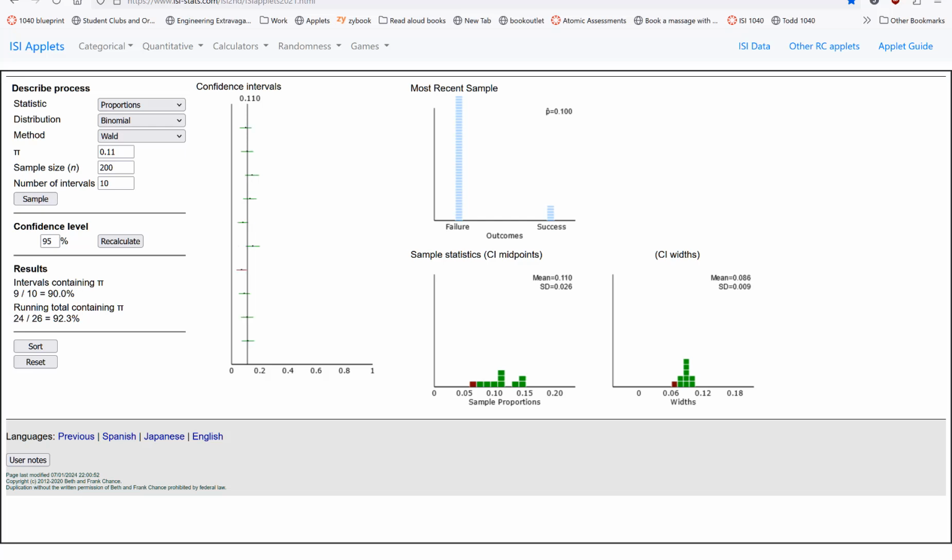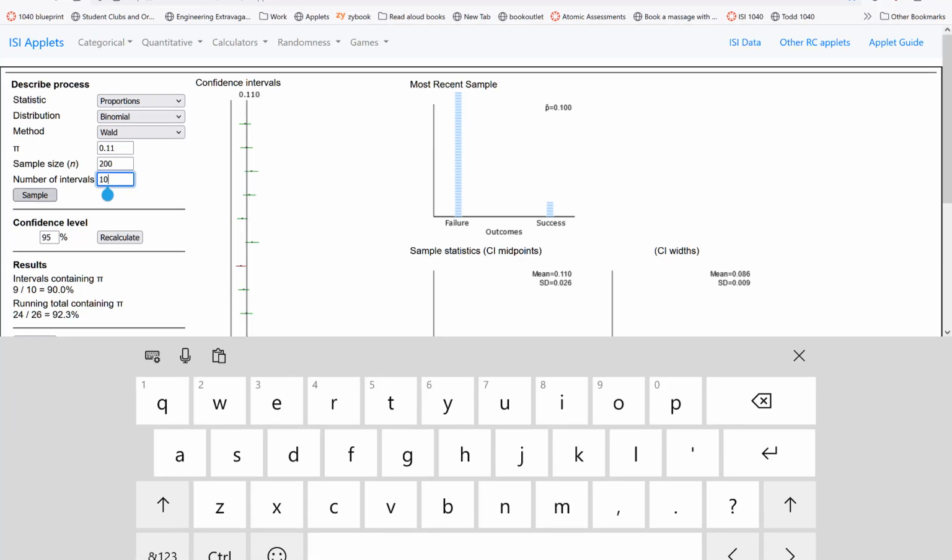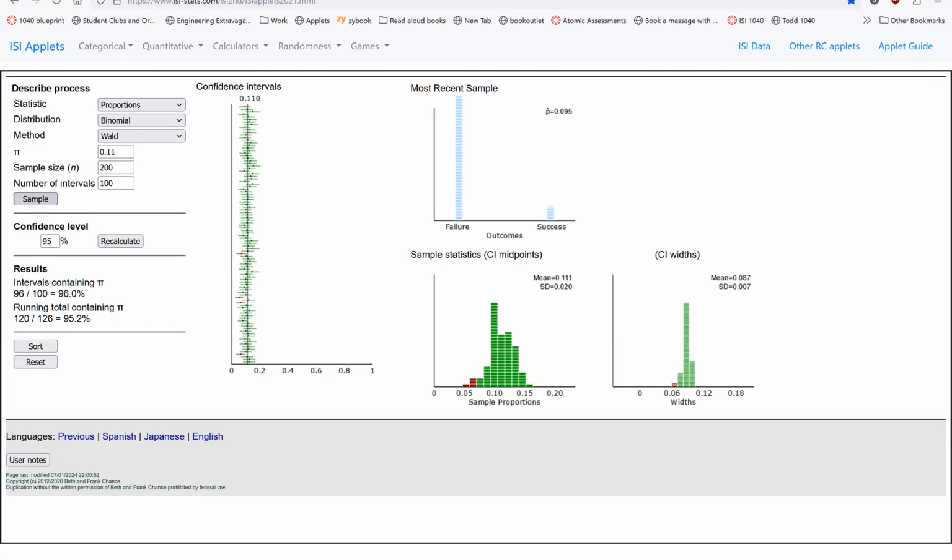Here are different samples, but notice when I look at my different sample proportions, on one of them I happened to get a sample proportion that was really low. Notice how it made it red? That's because this confidence interval was centered at a sample proportion so low that the confidence interval didn't contain my population proportion. So when I did 10 intervals, about 9 out of 10 contained my population parameter pi. Let's bump that up to 100 intervals at a time.